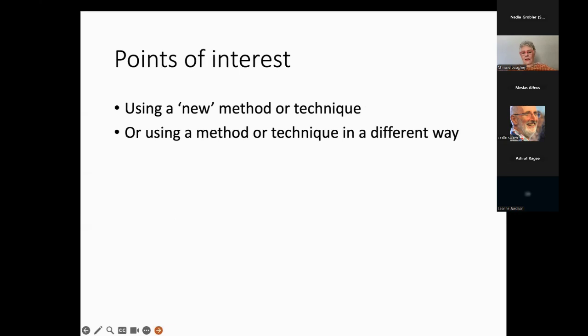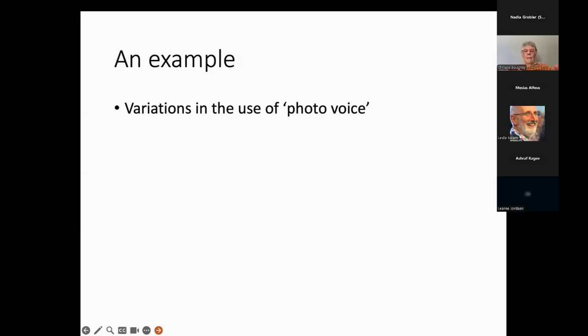Okay, I've already covered this next slide. Have you used a new method or technique, or are you using a method or technique in a different way? I can give you an example. In my field, there's a method, it's not completely new nowadays, but it's called photo voice.